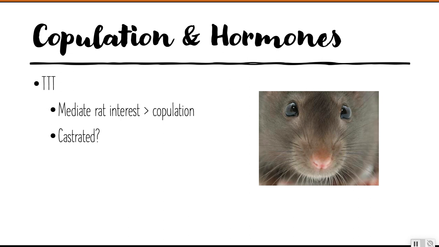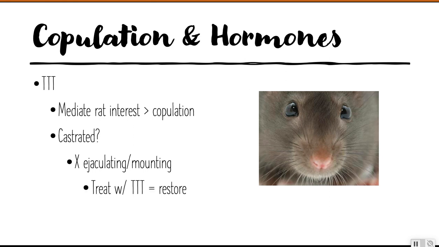If we have a castrated male, castrated meaning that we have removed the testes, we will see that that male ceases to ejaculate and ceases mounting behaviors. So we will see a total extinction of those behaviors. However, if we treat these castrated rats with testosterone, we inject them with testosterone, we will see those behaviors resurface again.